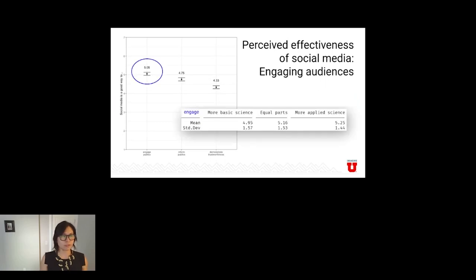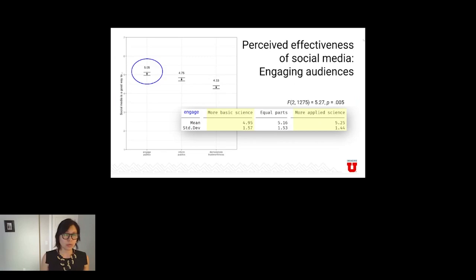And so looking first at the perceived effectiveness of social media for engaging audiences, what we find is that there is a significant difference between the average scores of each of the groups who identified as more basic, more applied, and equal parts. So scientists who identified their research as more applied rated the effectiveness of social media at engaging audiences as higher on average compared to the other groups.